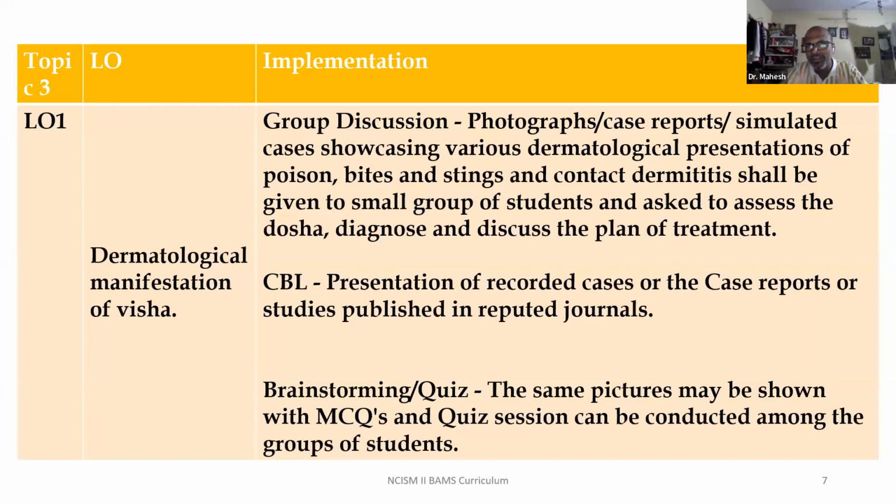Do not worry that you have to teach them medicines only. If you teach them, it is very good. But I am very sure that out of 100 students, hardly 10 or 15 are going to grasp all those things, and by the time they enter the final year they will forget that also. So don't worry about that. What we need to make sure is that their attitude about Agada Tantra should change. Once that changes, 100% in future they will start showing importance to Agada Tantra, and Agada Tantra will grow.